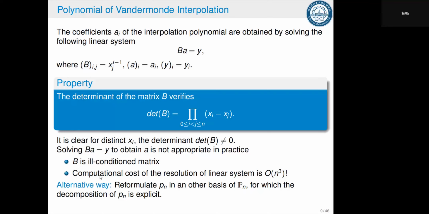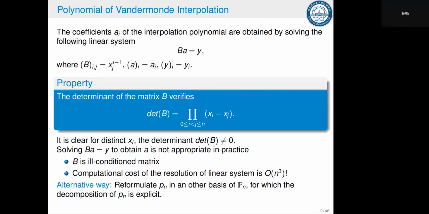problem is that the computation cost for the resolution of a linear system is very large, since we know that in general, to solve a linear system, if this linear system is dense, then the computational cost is O(n cubed). So the computational cost is very large.